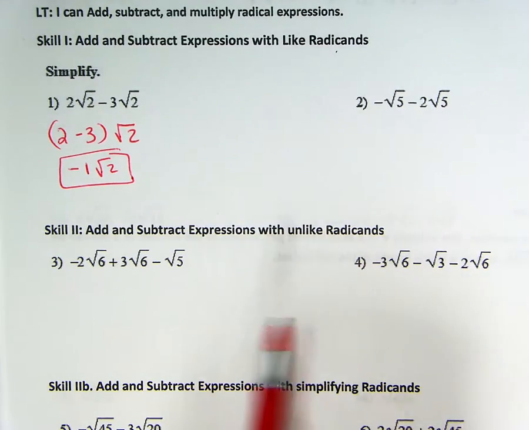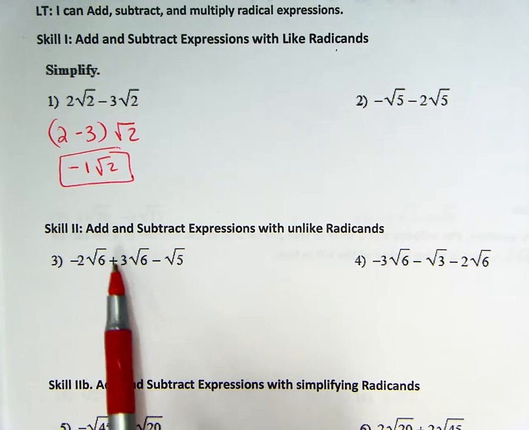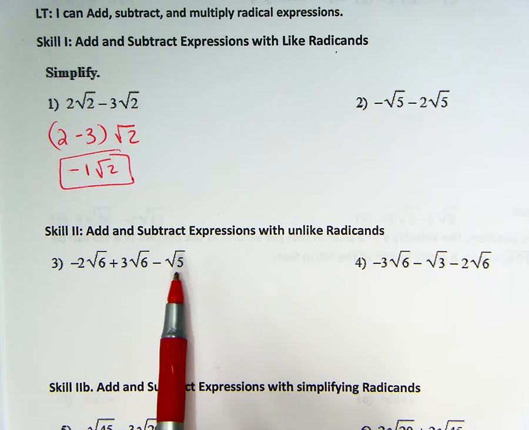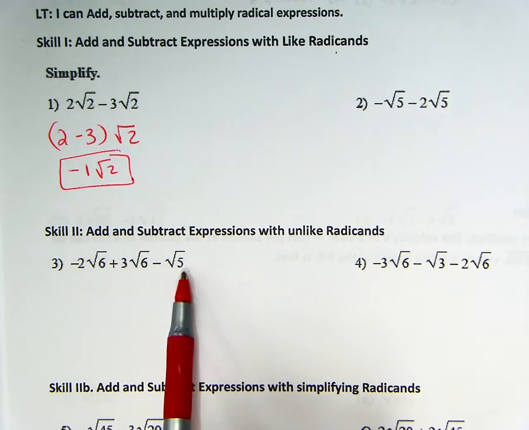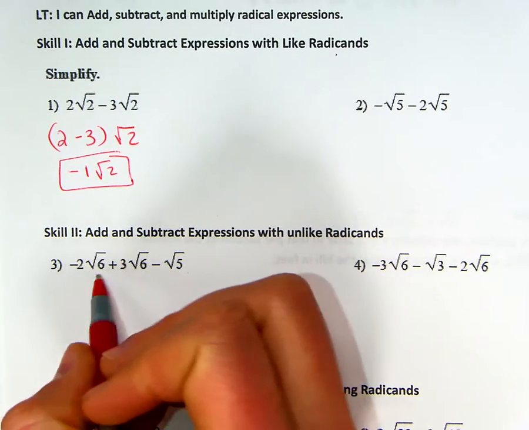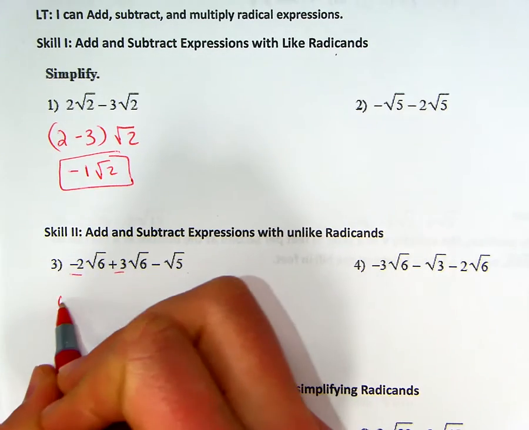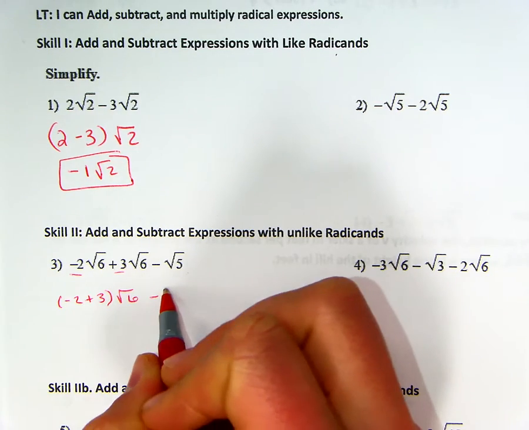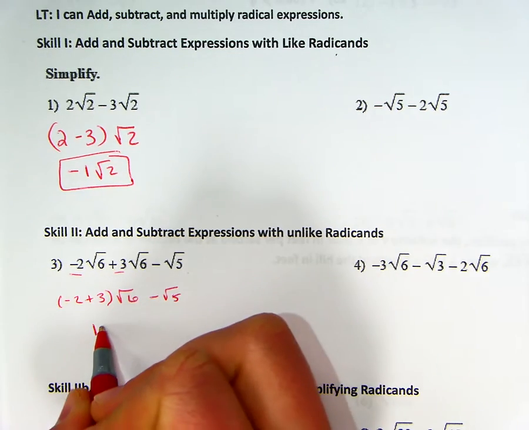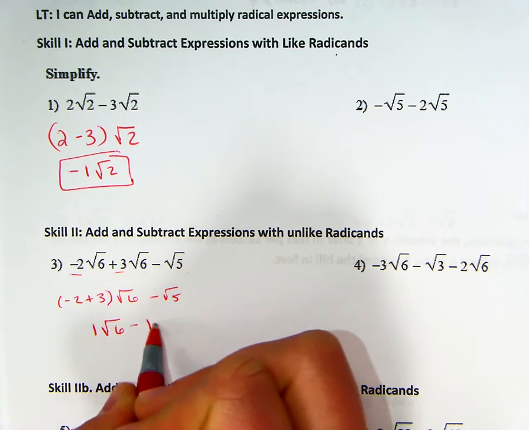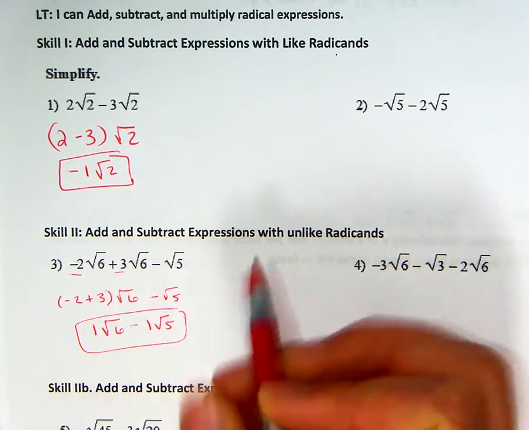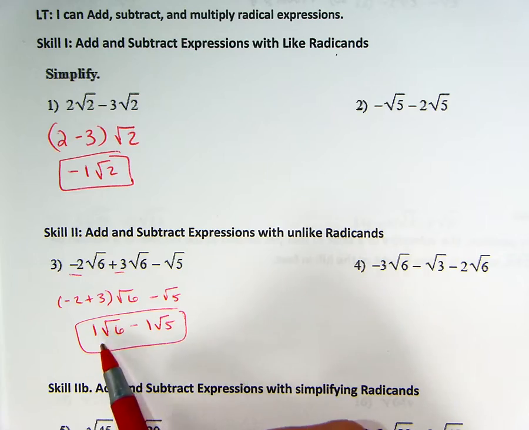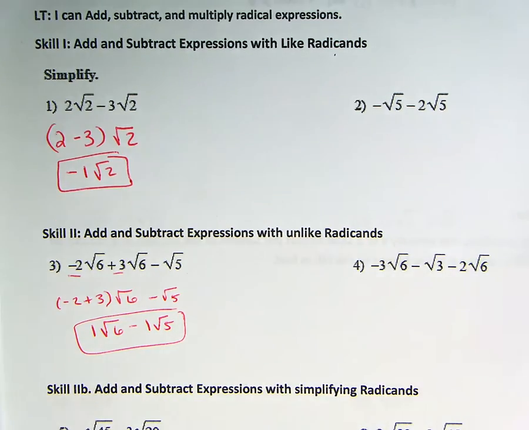Again, if the radicands are different, we can't combine them, so this negative square root of 5 will have to stay at the end. I can combine these two parts though, so negative 2 plus 3 times the square root of 6 minus the square root of 5. So this becomes 1 times the square root of 6 minus 1 times the square root of 5. If you don't put that 1 there, that's fine. Not that big of a deal.